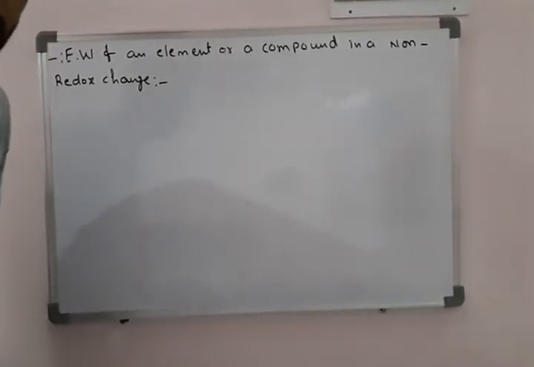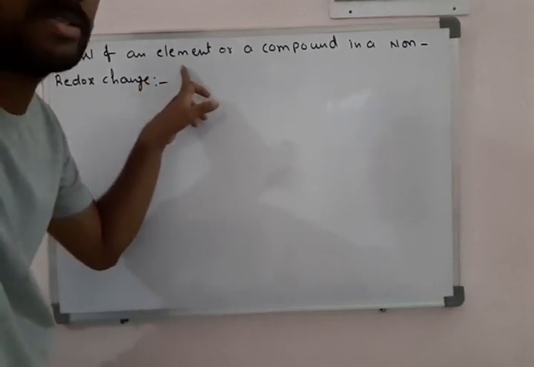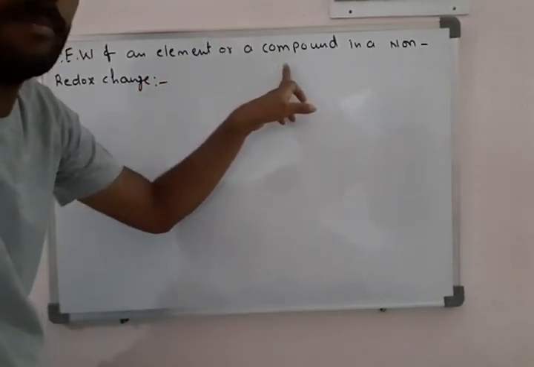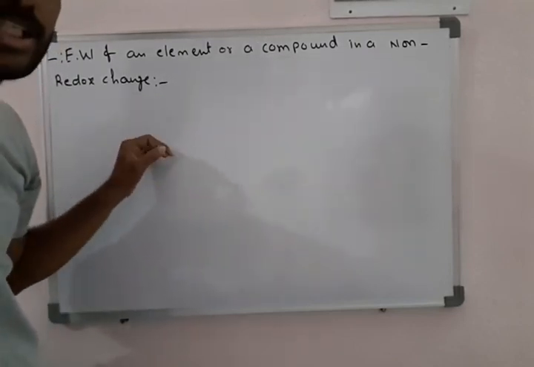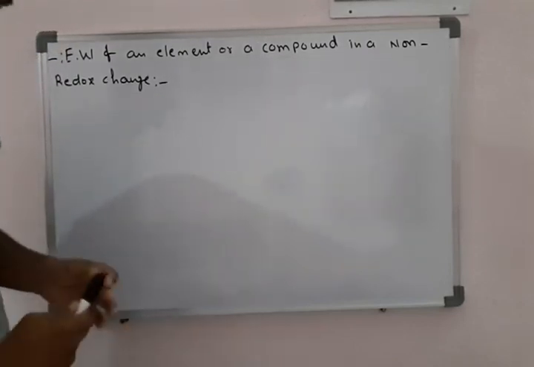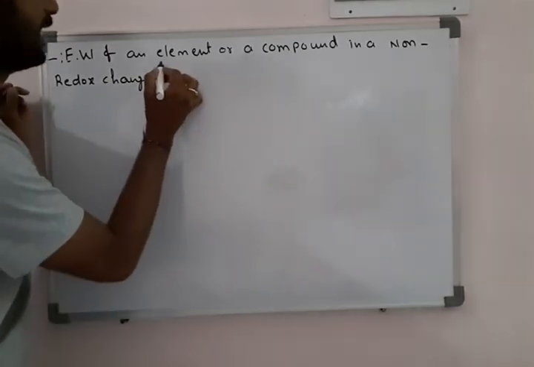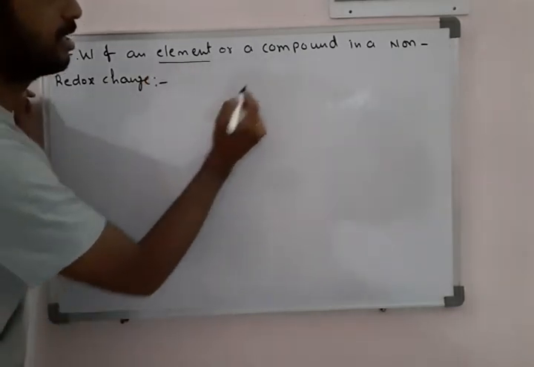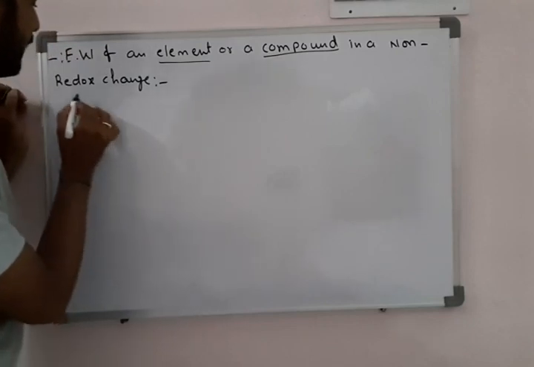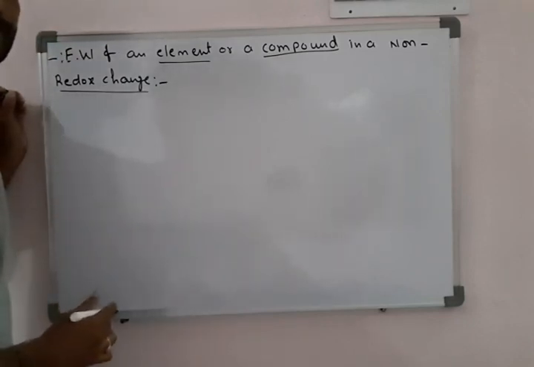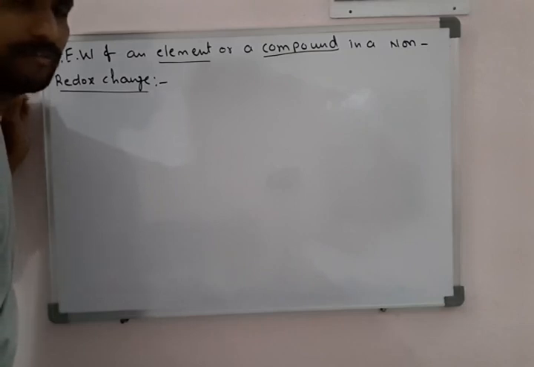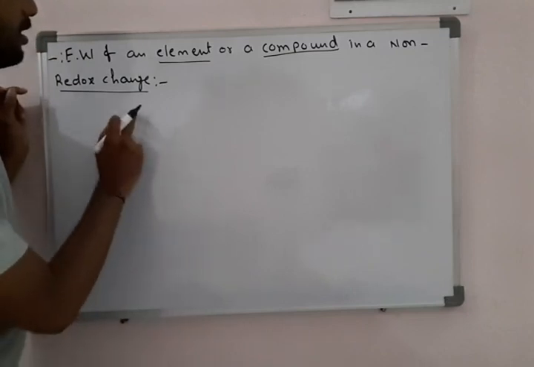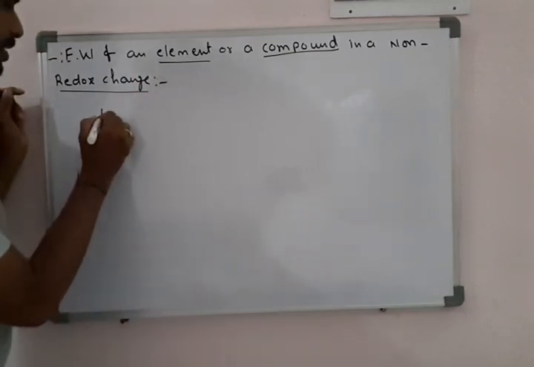So now we see the equivalent weight of an element or equivalent weight of a compound in which no redox reaction takes place. That means we are calculating the equivalent weight of an element or a compound in a non-redox reaction. Till now we already calculated the equivalent weight of different elements in their redox reactions. So now we see the equivalent weight of some elements.